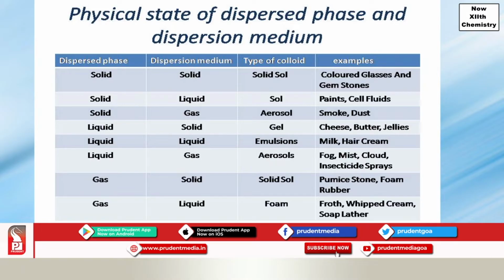Liquid in solid type, that is gel. Jellies which we get in the market, or cheese or butter, all these are examples of colloidal systems. Then we have liquid in liquid which are called emulsions. Milk is an emulsion, hair creams, vanishing creams. These are the different examples of emulsions. So like this we have 8 different possibilities of the phases of dispersed phase and the dispersion medium.